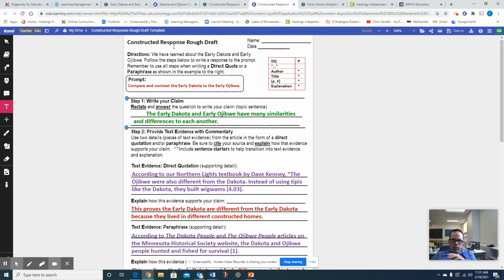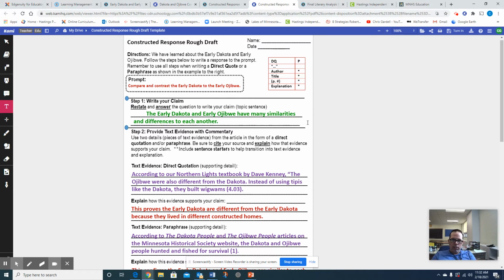And the first thing that I want you to do is to understand what we are doing for the constructed response. So it says in the directions, we have learned about the early Dakota and early Ojibwe. Follow the steps below to write a response to the prompt. Remember to use all the steps when writing a direct quote or a paraphrase, as shown in the example to the right. And then the prompt. Okay, compare and contrast the early Dakota to the early Ojibwe. Okay, so you're not only just comparing both of these groups of people to each other, but you're also contrasting. In other words, what are the similarities and differences?